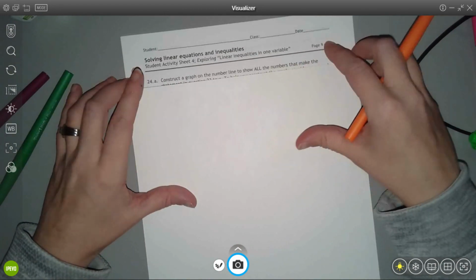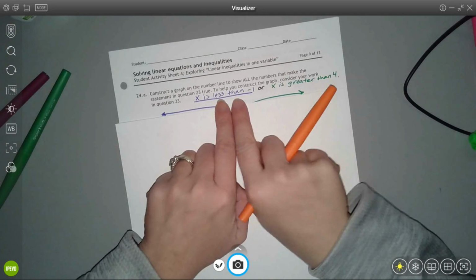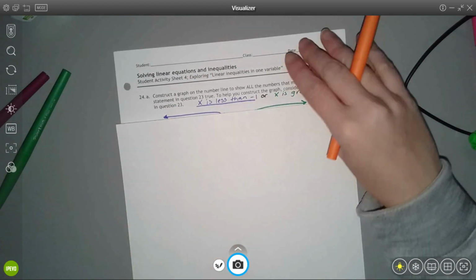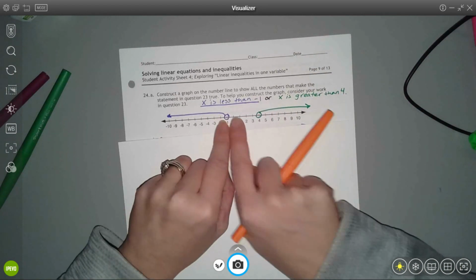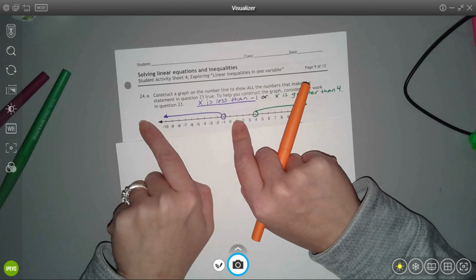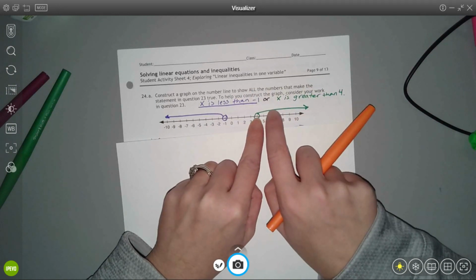So now they want us to construct a graph, okay? So again, I rewrote my statements down. X is less than -1 or X is greater than 4. So what we did, X is less than -1, so open circle, smaller goes that way. Greater than 4, open circle, goes that way.